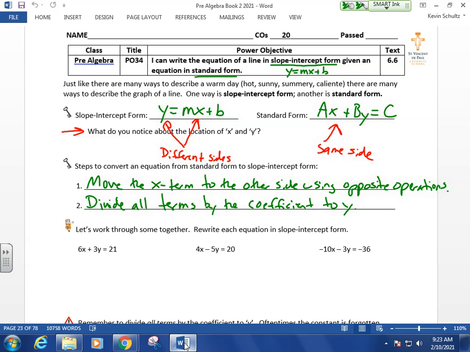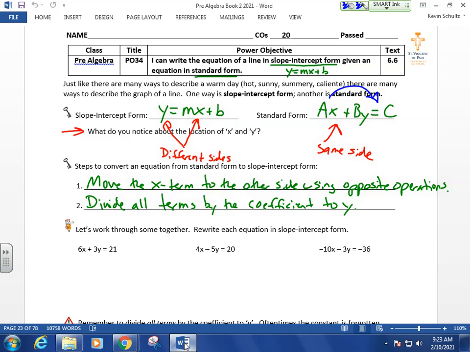And it's that act that gets y by itself. Right? Step one takes that x term and moves it to the other side, which is what we said is the difference between the locations. Slope-intercept form has x and y on opposite sides. So step one moves the x term there. Step two is what gets the y variable by itself.